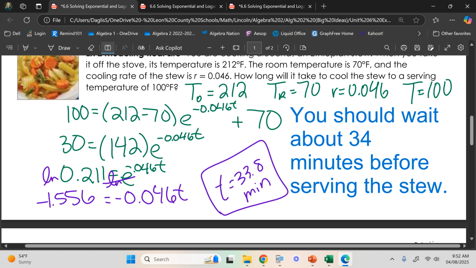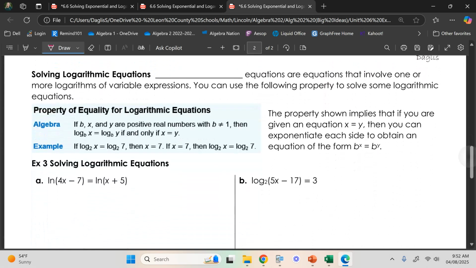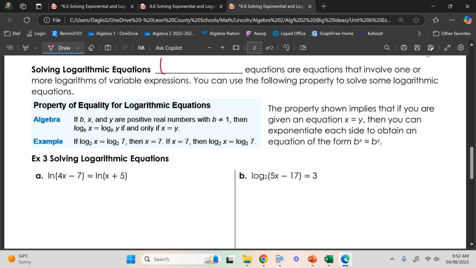How do we feel? So we solved exponentials using logs. Now we're going to flip-flop it. We're going to solve logs using exponentials and bases. All right. Solving logarithmic equations. Logarithmic equations are equations that involve one or more logarithms of variable expressions. So there's a variable in there somewhere. You can use the following property to solve some logarithmic equations.